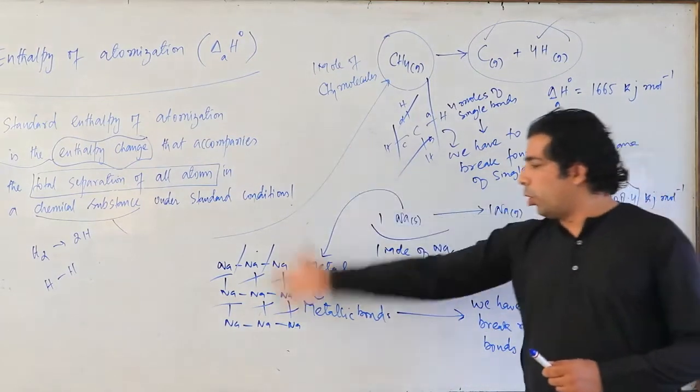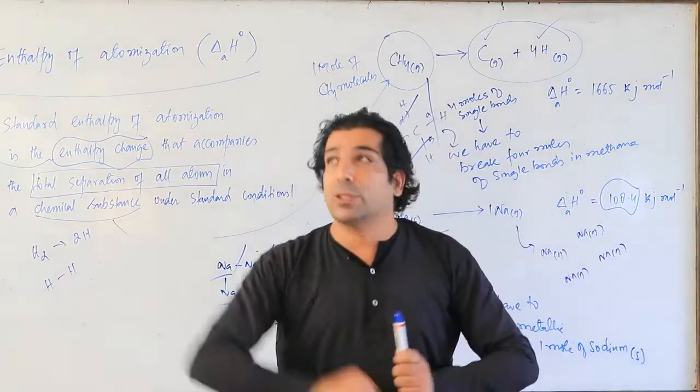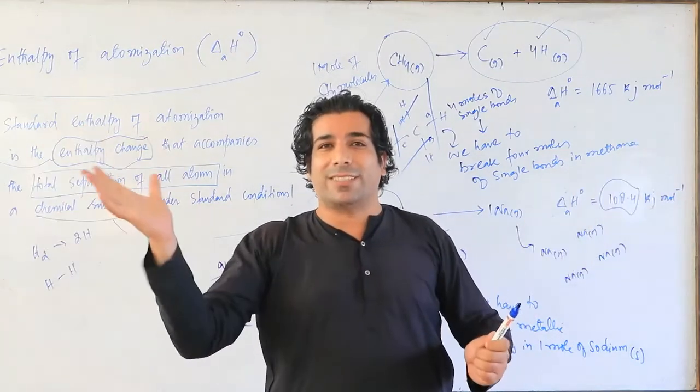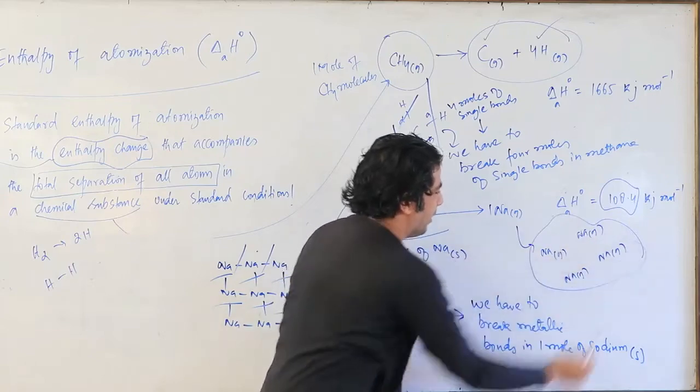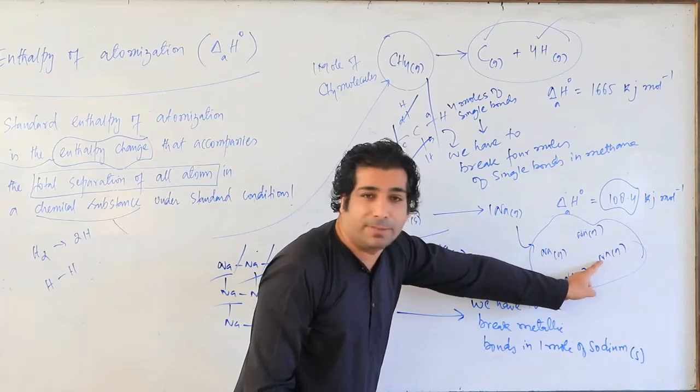And you have broken all those metallic bonds. After breaking all the metallic bonds, what will happen? Sodium atoms will now be in the gaseous state, from solid to gaseous. Now there is no metallic bond between the sodium atoms. They are separated from each other. So you have separated the sodium atoms.